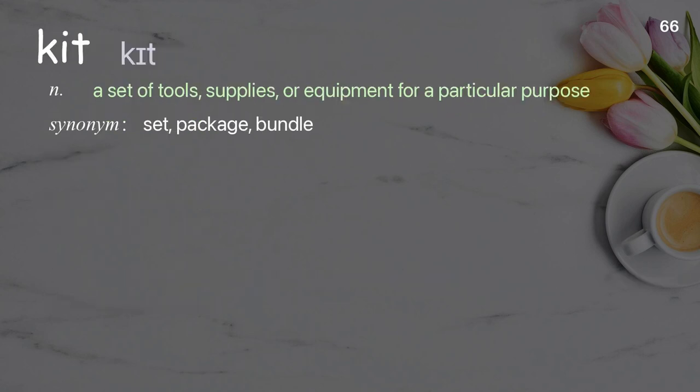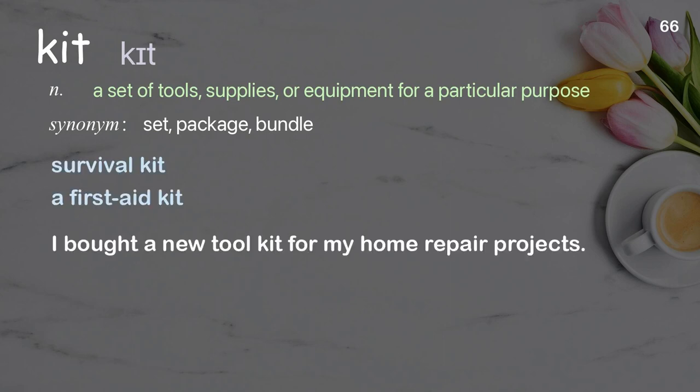Kit. A set of tools, supplies, or equipment for a particular purpose. Examples: survival kit. A first aid kit. I bought a new tool kit for my home repair projects.